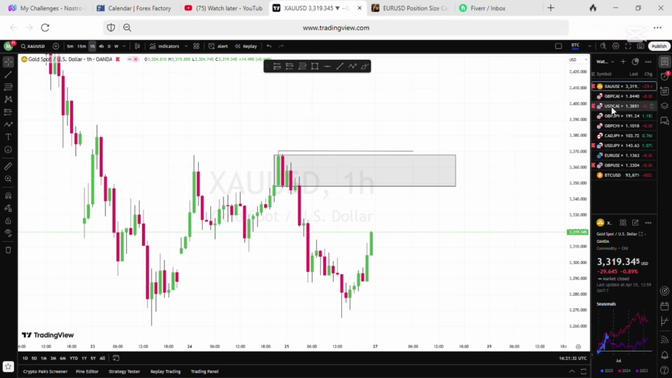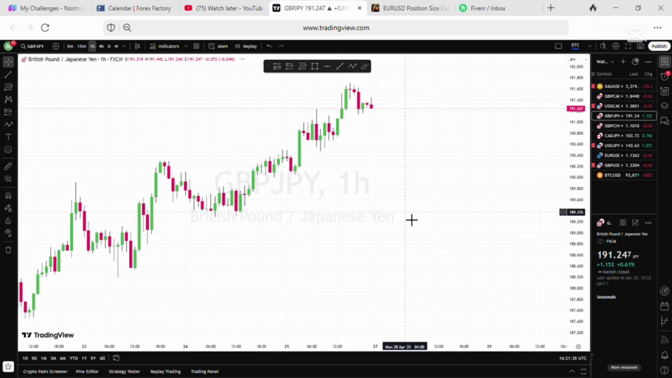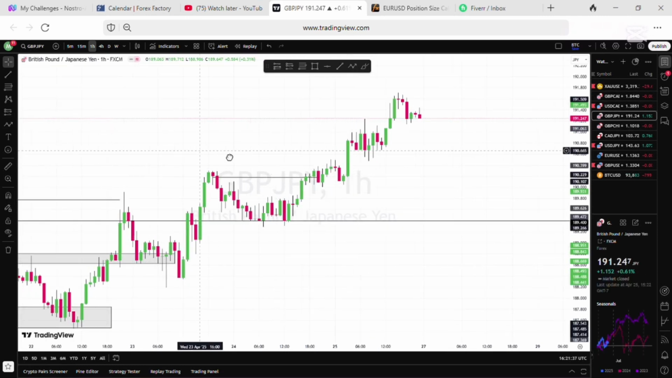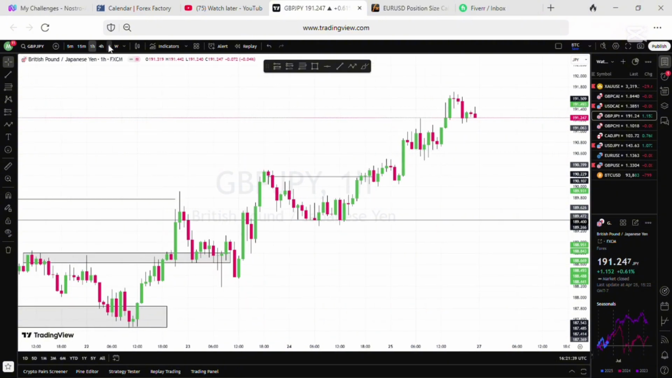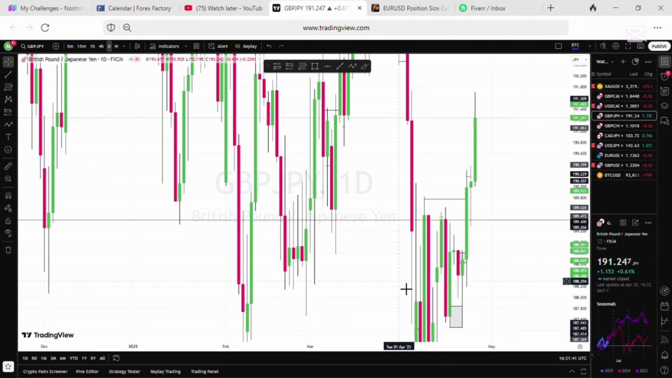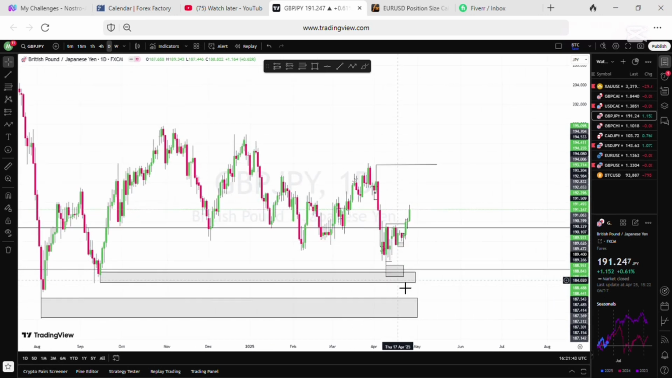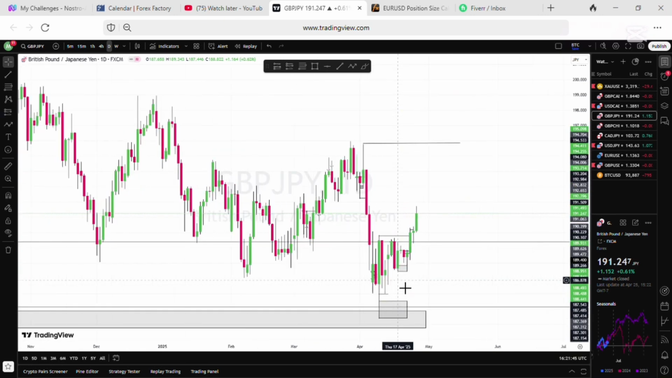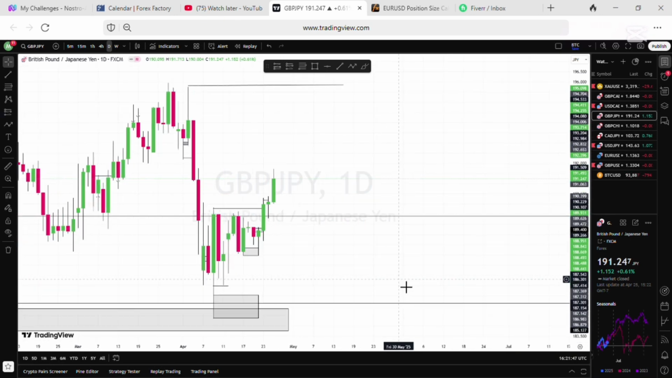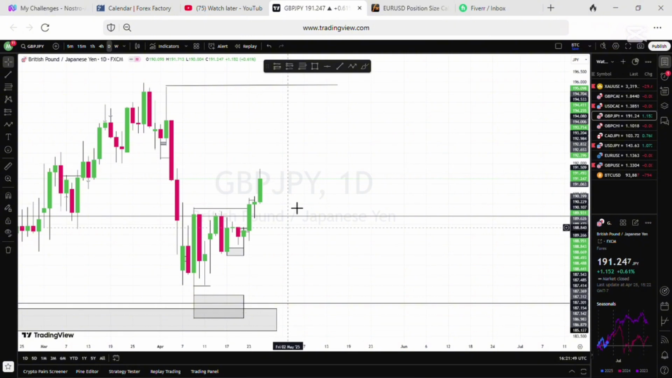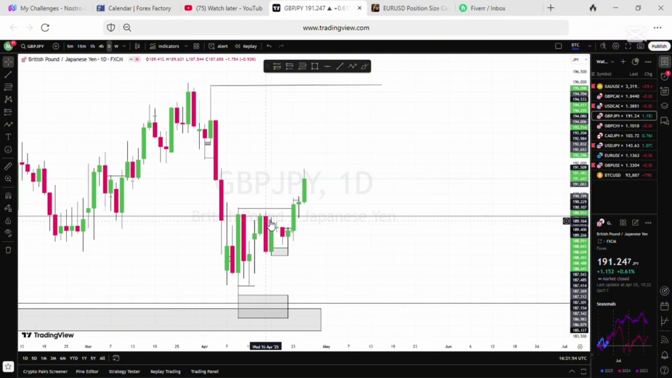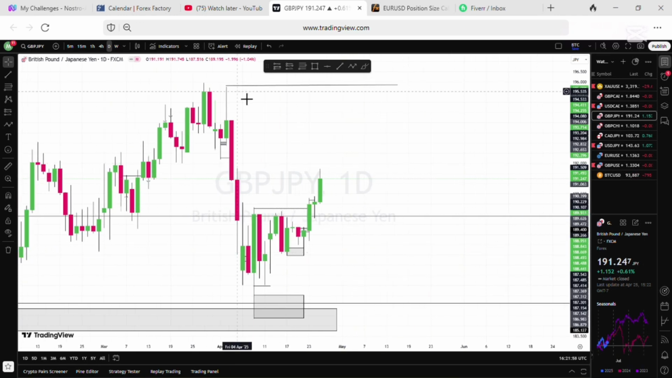So let's go to GBP JPY. I also trade this pair most of the time. Throughout last week, GBP JPY has been on a bullish movement. This is the daily time frame, and if you notice, these are the movements it has been doing throughout last week. It has been bullish for a while, breaking highs, and it's good.